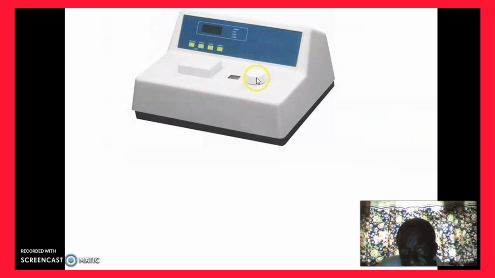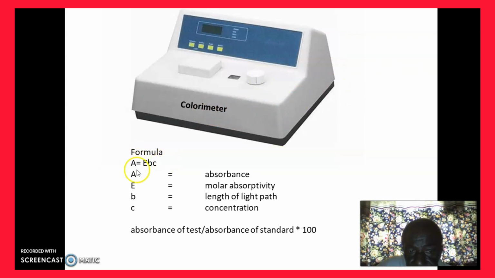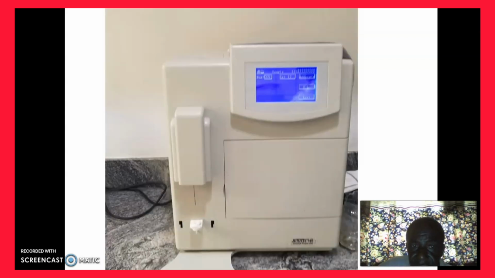Now this is an example of the colorimeter. This is the formula according to Beer's law. A for absorbance, E for absorptivity, L for length, and C for concentration. When you get the absorbance of the test, you divide it by the absorbance of the standard and multiply by 100, especially for glucose estimation using the standard solution.